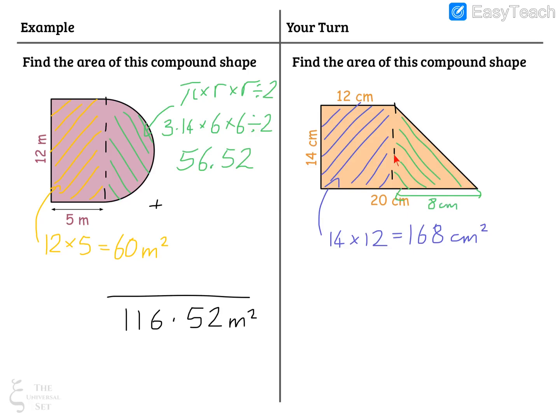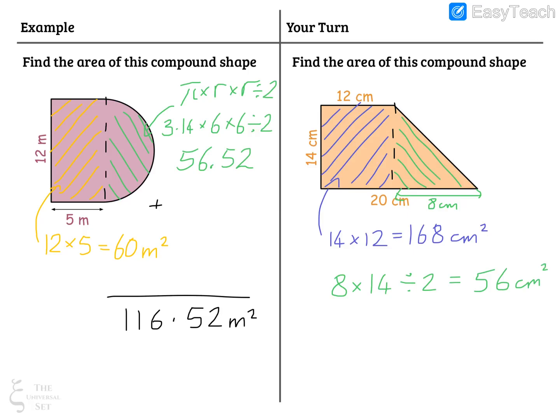And how about the height of my triangle? How tall is the triangle? Well, it's exactly as tall as my rectangle, isn't it? So that length there must be 14. So finding the area of the triangle, that's going to be base, so that's 8, times height, which is 14, but because it's a triangle, remember we've got to divide that by 2, and if I chuck that in my calculator, I'm going to get 56 centimetres squared.